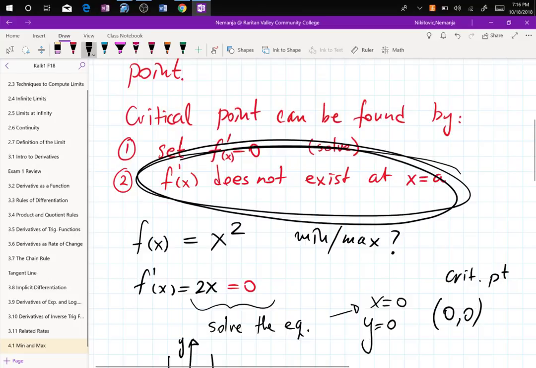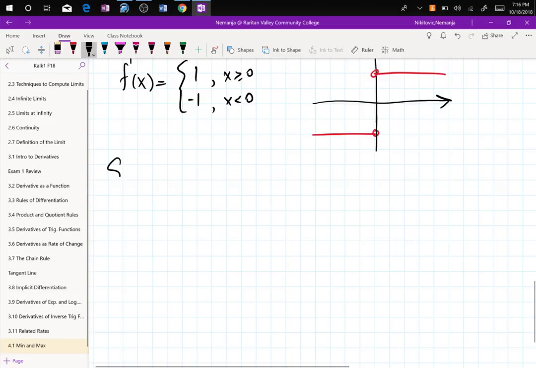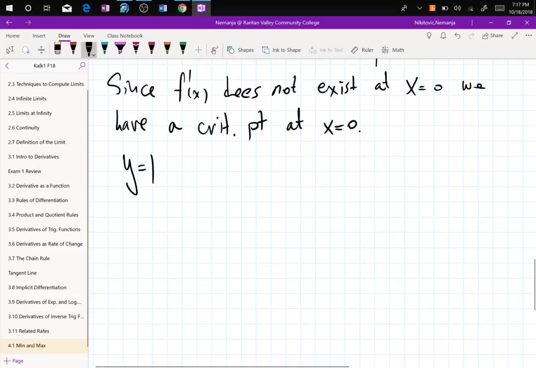But the second method to obtain the critical points in a definition there is to take a look at the points where the derivative does not exist. And in this case, the derivative does not exist at 0. So I'll write it: since f prime of x does not exist at x equals 0, we have a critical point at x equals 0. So now I can calculate that y is absolute value of 0, which is 0, and I got myself (0, 0) as a critical point.